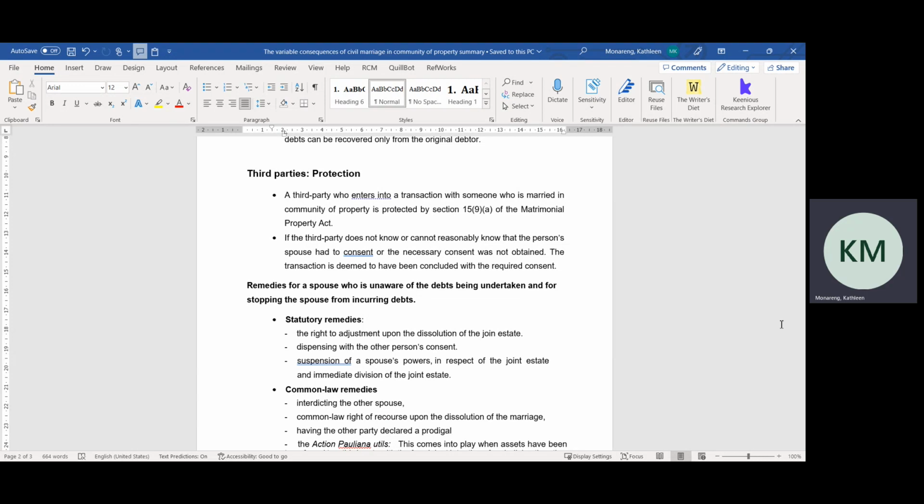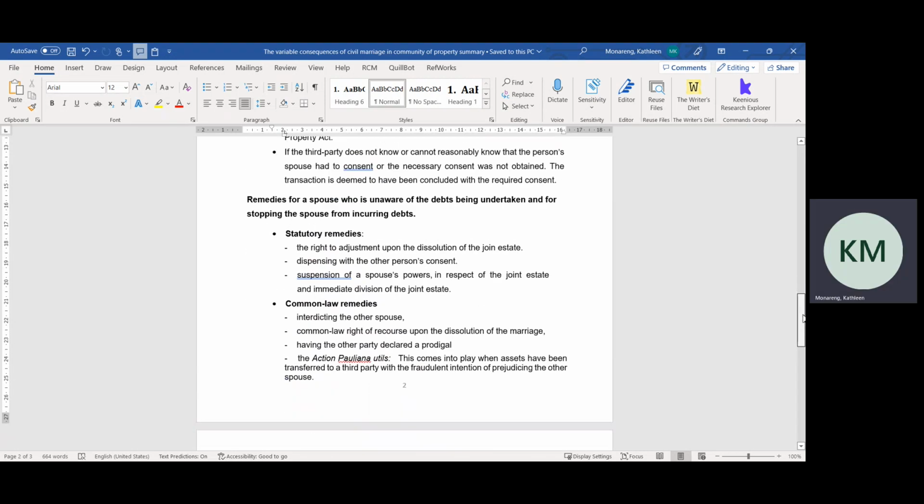Now, protection of third parties. A third party who enters into a transaction with someone who is married in community of property is protected by Section 15(9)(a) of the Matrimonial Property Act. If the third party does not know or cannot reasonably know that the person's spouse had to consent, or the necessary consent was not obtained, the transaction is going to be deemed to have been concluded with the necessary consent.